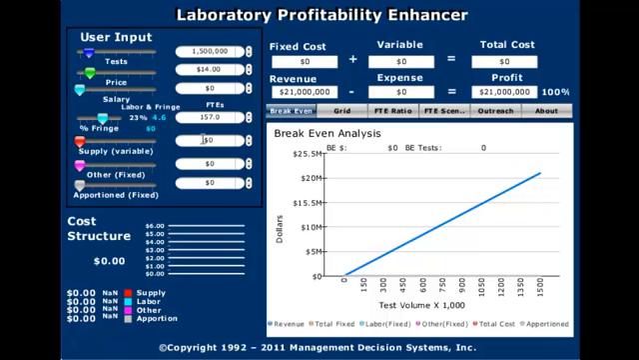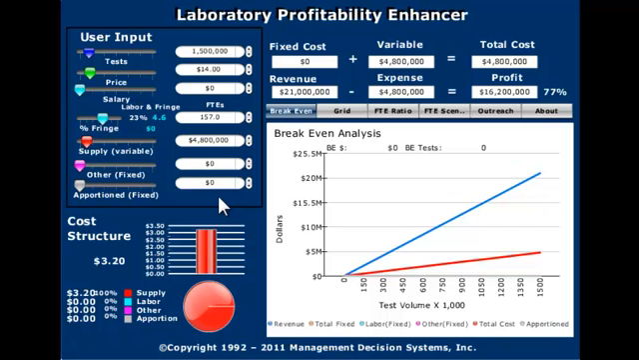Next, we add the supply cost, which was $4.8 million. And what you now see is the supply cost line, and at 0 tests, there is no supply cost. At 1.5 million tests, the supply cost, or variable cost, is $4.8 million. Total cost is $4.8 million, and this laboratory is generating $16.2 million worth of profit at 77%.